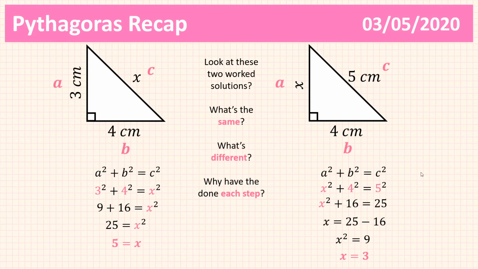Okay, so now that we know how to label the hypotenuse, we're going to be looking at how to use Pythagoras theorem and how to use the formula to solve some questions. So here are two questions that I've done for you. The working is correct, the working is there. What I'd like you to do is tell me what's the same and what's different, and then try and explain why we did each step. So the first thing, the key thing, is to find out what's the same and what's different in these two questions, and then talk me through the steps.